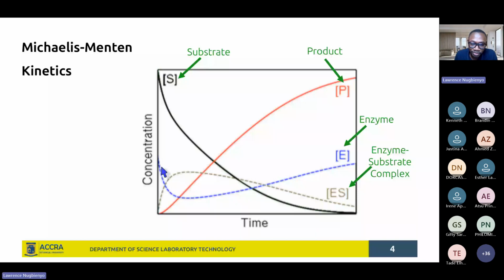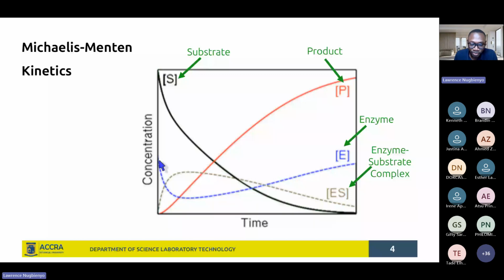And you have a brown dash line also representing the enzyme-substrate complex. So we've seen these things already, so you can quickly relate to them. So it's clear that at the beginning of the reaction, you have the substrate being high in concentration, product 0, no product yet.